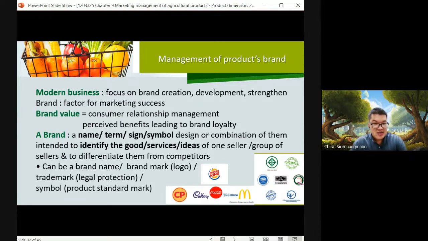So for agricultural product, it's not easy to create, but if you can do that, that is the best thing. So brand can be any name, term, sign, symbol. Actually, I would say it can be everything that can represent your products. So you use the brand to identify the product, service, or idea. Like in this picture, it can be name, logo, trademark, or symbol.